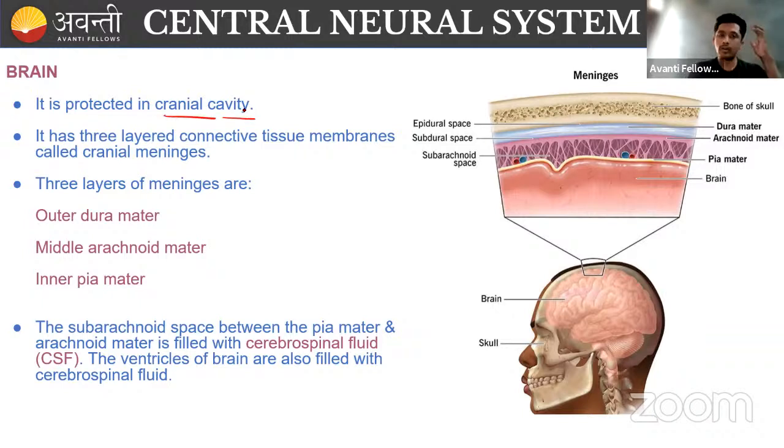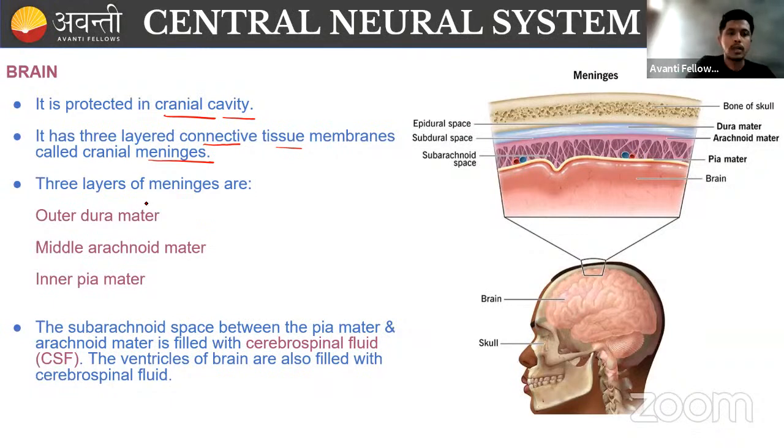When we talk about our skull, we think our skull is the only protective shield for our brain. But if you see what is below the skull, there are three layers of connective tissue called the cranial meninges, right? These cranial meninges have specific properties which help in protecting your brain underneath your skull.